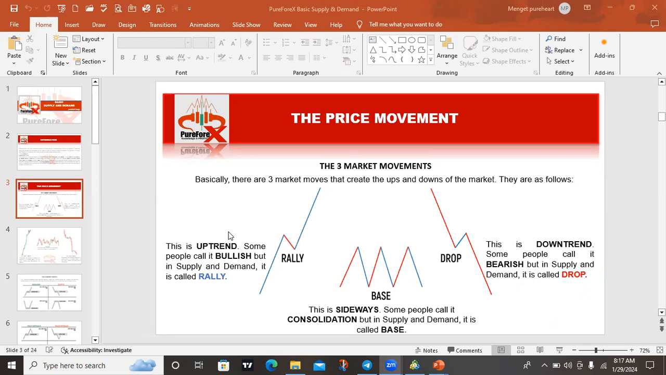This material now, I said the price movement. I said the three market movement. So basically, there are three market moves that create the ups and downs of the market. When we're talking about the market, we're talking about that chart you are seeing moving up and down. I said there are three market moves that create the ups and downs of the market. They are as follows. We have the uptrend, the bullish trend, the bearish trend, and the consolidation.